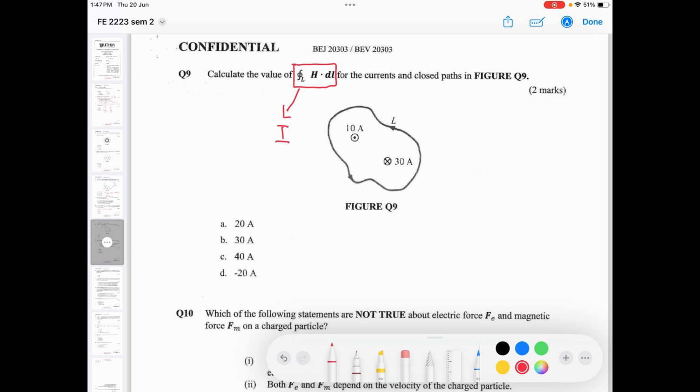Okay, so in this case, you can see this L is the path, the closed loop. The closed path encloses two current filaments. One is going up 10 ampere, the other is going down. So the total current will be 10 minus 30, so you will have negative 20 ampere enclosed by the closed path.